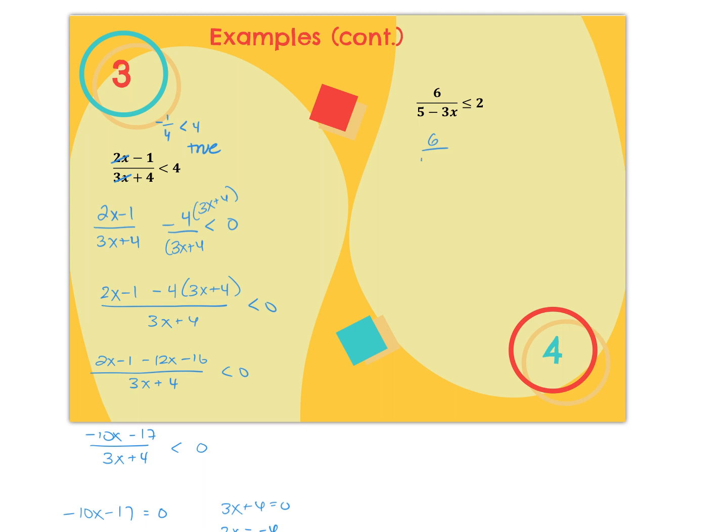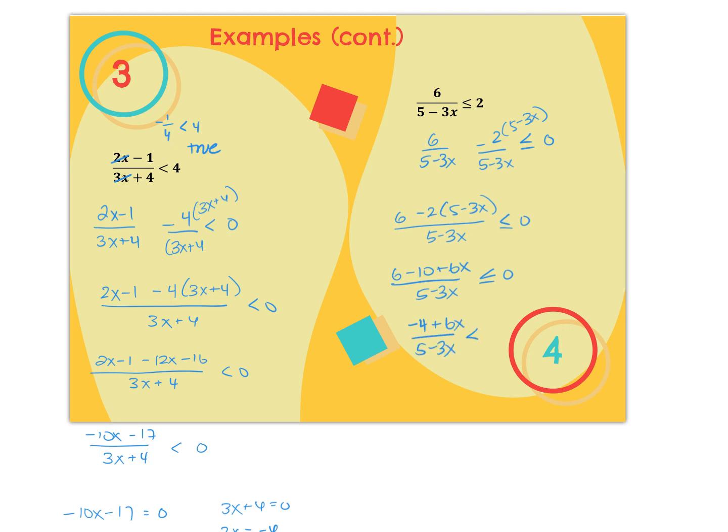Again, we're back in the same boat. We have 6 over 5 minus 3x, minus 2, is going to be less than or equal to 0. Again, I need this denominator here to be 5 minus 3x, so I'm going to have to multiply the 2 by that 5 minus 3x. So let's distribute: 6 minus 2 times 5 minus 3x, all over 5 minus 3x. And again, it's going to be 6 minus 10 plus 6x over 5 minus 3x, less than or equal to 0. And again, combine our like terms. So minus 4 plus 6x over 5 minus 3x, less than or equal to 0.